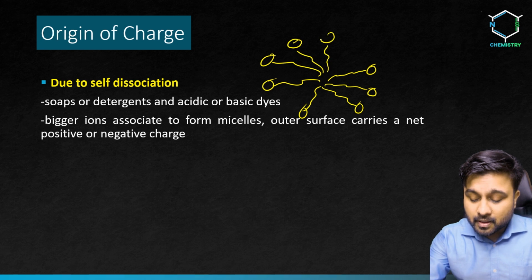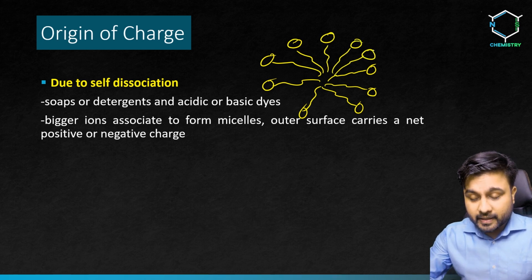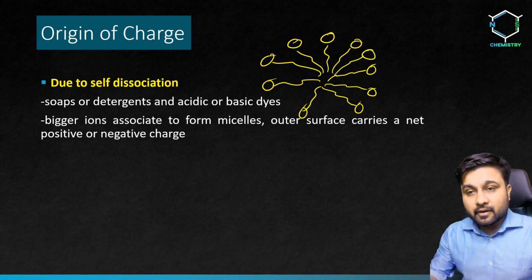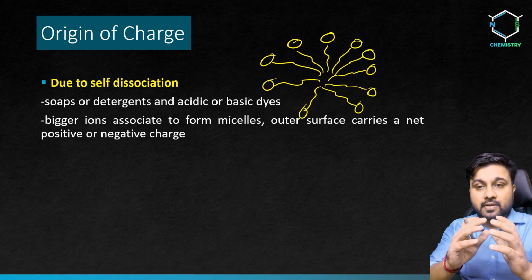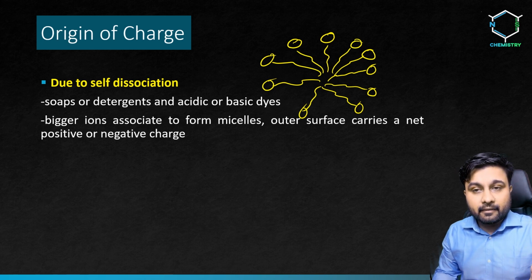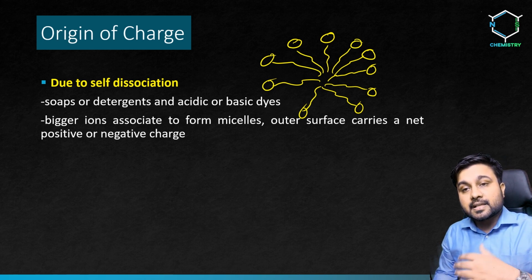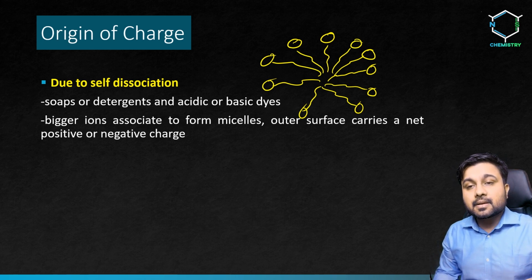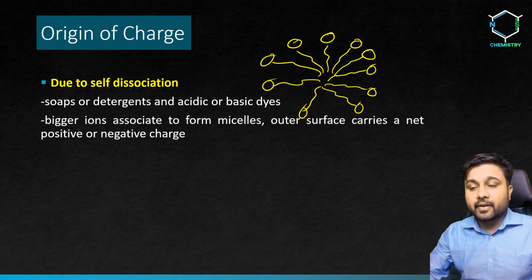Now different soaps may have a positive tail or positive head, or negative tail or negative head. So depending upon the type of soap, the charge on the head and tail may differ. So the outer surface of the micelle may have a net positive charge or a net negative charge. If the outer surface of the micelle has positive charge, that may become a positive colloid, but if the outer surface has negative charge, then that will become a negative colloid. So that depends on which soap or which detergent and which dye we are using here.